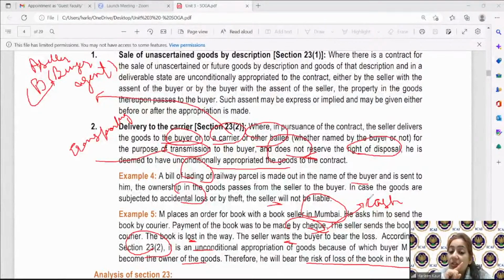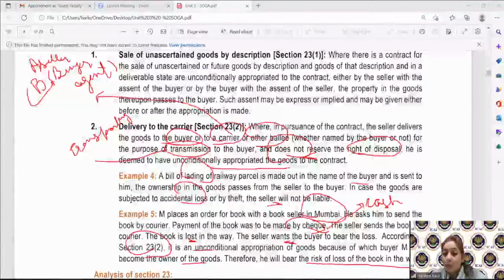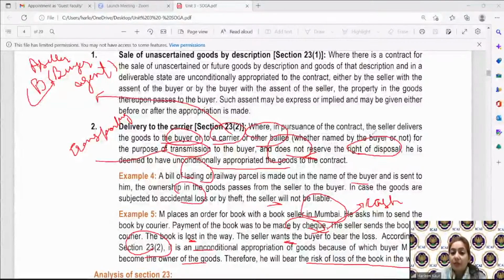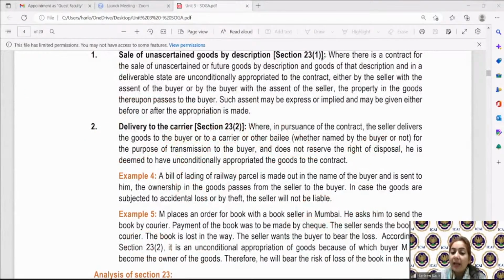But if the seller is quiet on that and he wants the buyer to bear the loss, he has already made it clear that the ownership is transferred. I am not holding any condition. Once I have delivered the goods to the courier, it will be assumed that this courier is acting as the agent of the buyer, and the buyer has to take the responsibility and liability of this book. All right. So section 23, subsection 2, where any unconditional appropriation has been done, the seller will not be held liable, the buyer will be held liable.